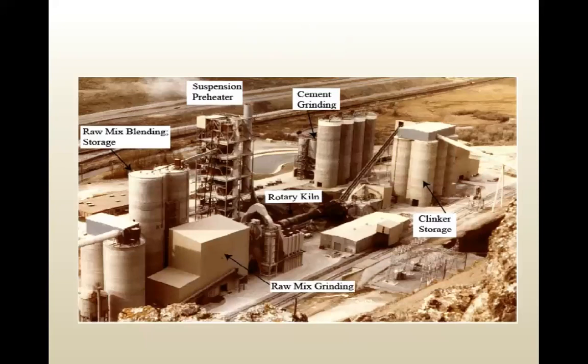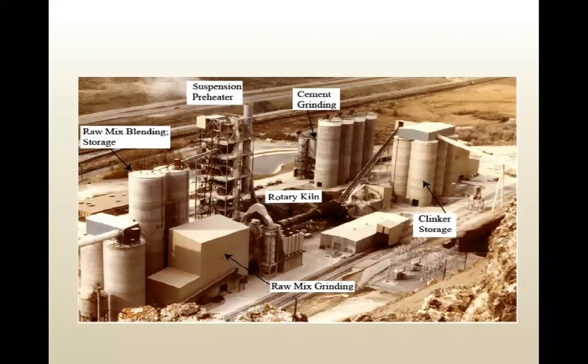And here's the overview of the plant. We have, first of all, raw materials blending and storage here. And then the raw materials will be further ground before going to the oven. We call that the kiln. Okay. So the kiln slowly rotates. At the lower end of the kiln, we have clinker formed.